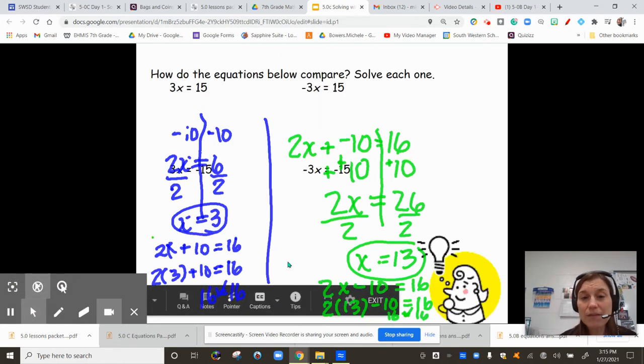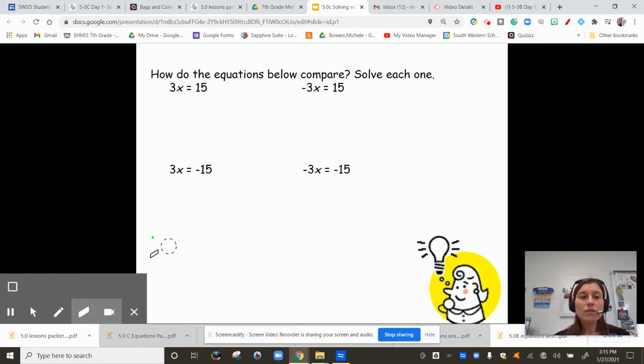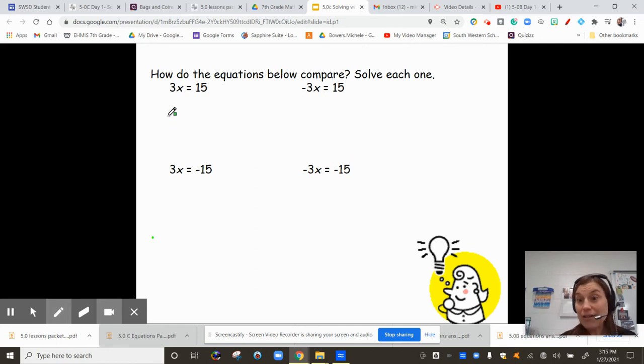So we have to divide, which is the opposite, in order to solve. Let's look at these 3 examples here. They're showing you, again, these all look similar because they have the same numbers in them and they have an x in them. The only difference is the negatives' placement. So here we have 3 times x equals 15, then negative 3 times x equals 15, 3 times x equals negative 15, negative 3 times x equals negative 15. So they're all different possibilities.